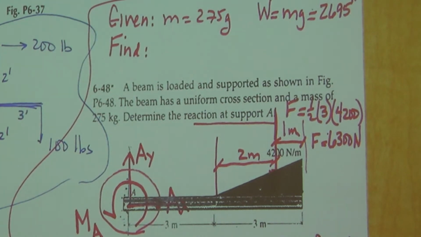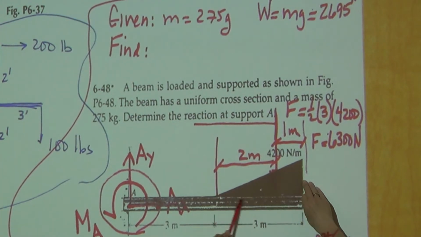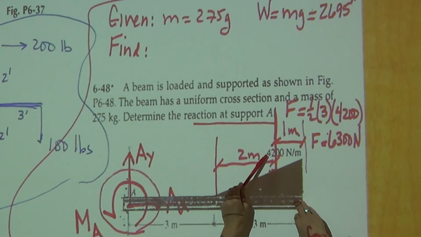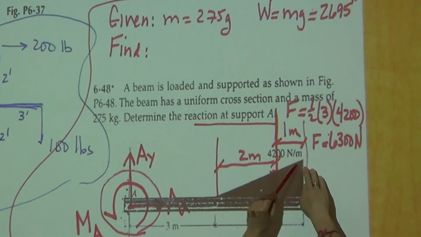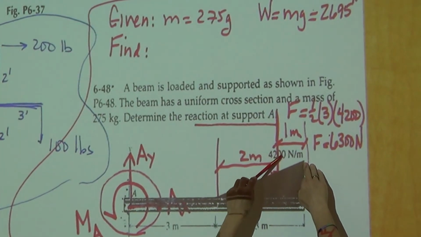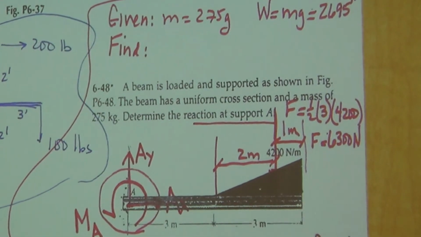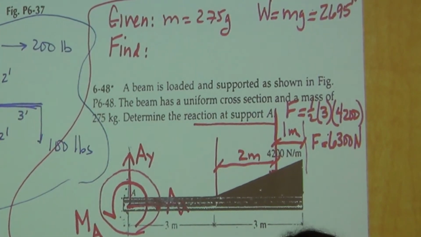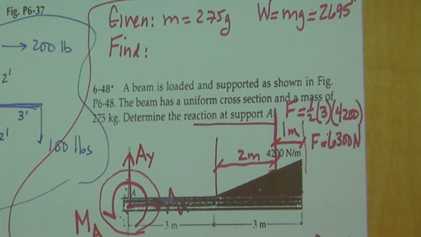If it was a rectangle, a distributed load of a rectangle, it would be 4,200 times 3, because it's 4,200 newtons per meter. But because it's triangular, it's 4,200 times 3, but a half, because we're looking at a triangular area. So it's only 4,200 newtons at the highest point. It's changing, it's variable. Yes, if we did an integral, we would say yes, you're right.